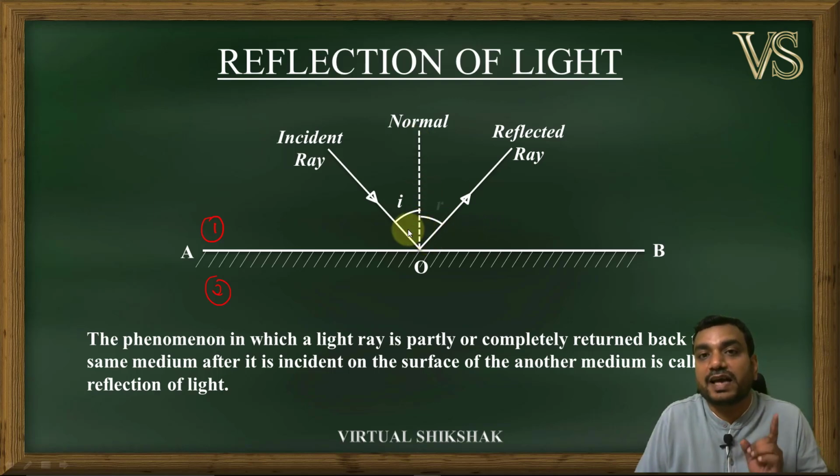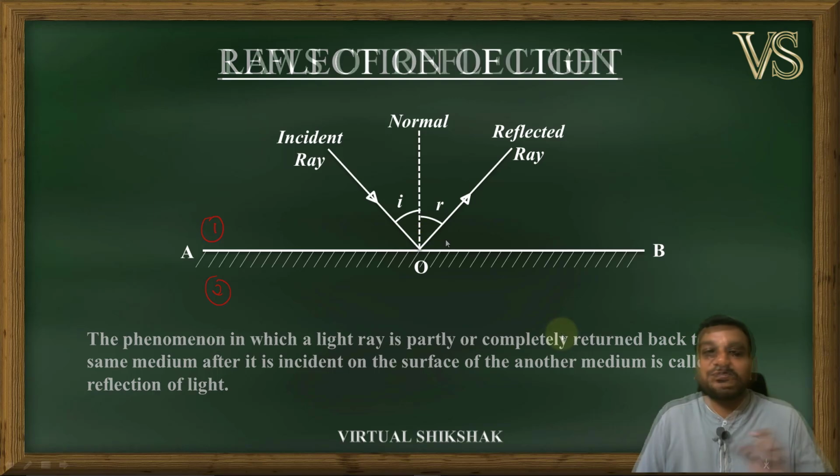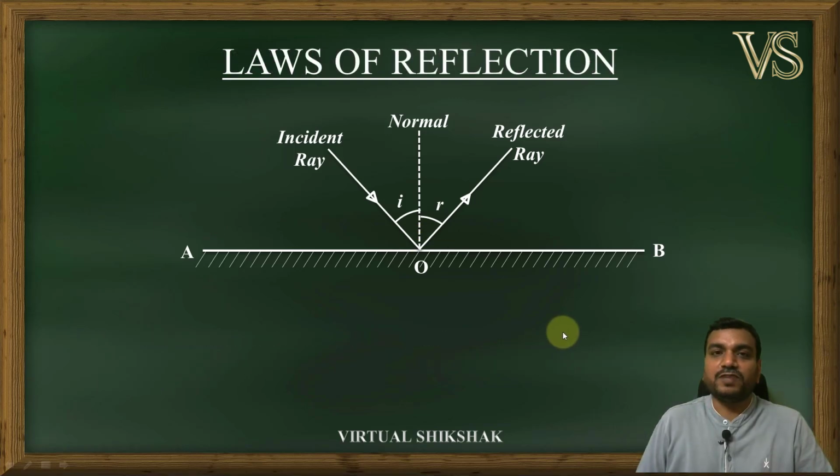Now let us discuss angle of reflection. What is angle of reflection? It is the angle between the reflected ray and the normal drawn at the point of incidence. Till now we have discussed reflection of light. Now we are going to discuss the laws governing the reflection of light.